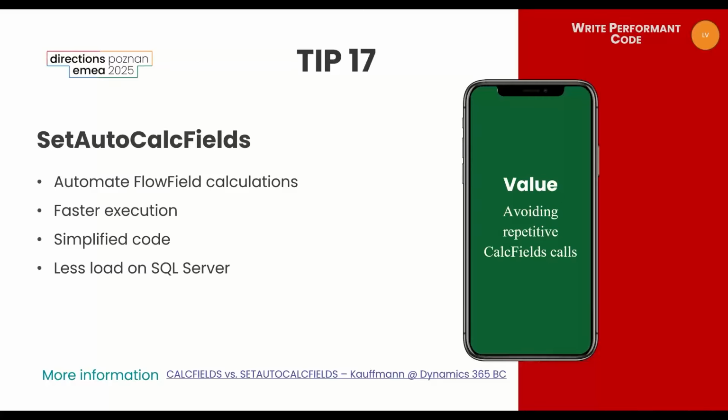Don't use calc fields there, preferably, because, as the reference here goes to an article by A.J. Kaufman, in his case, it was 23 times faster to use SetAutoCalcFields than calc fields. Simplifies your code also, less load on the SQL server. It's not just speeding up things in the sense that it's faster to get your result, but also lessening the load on the SQL server.